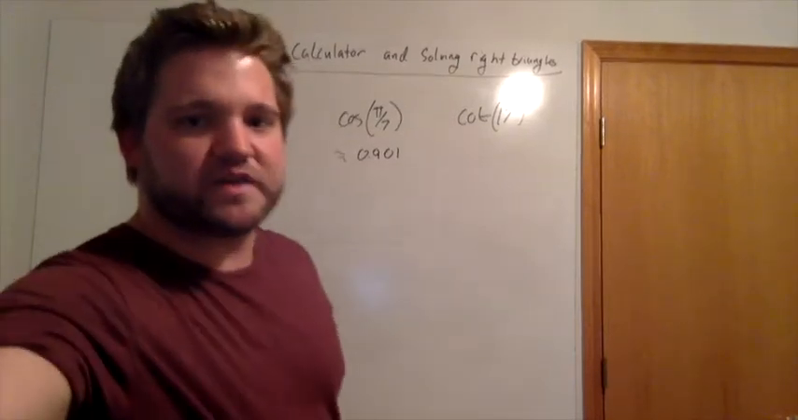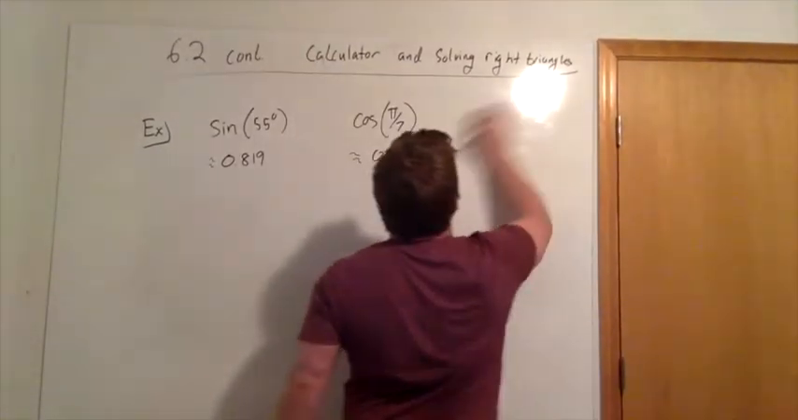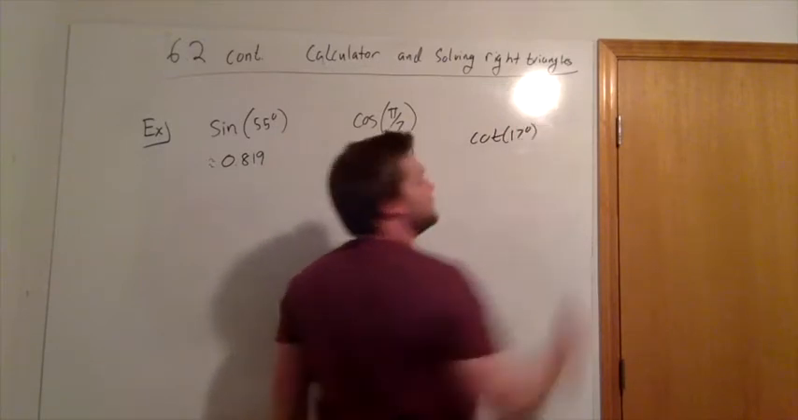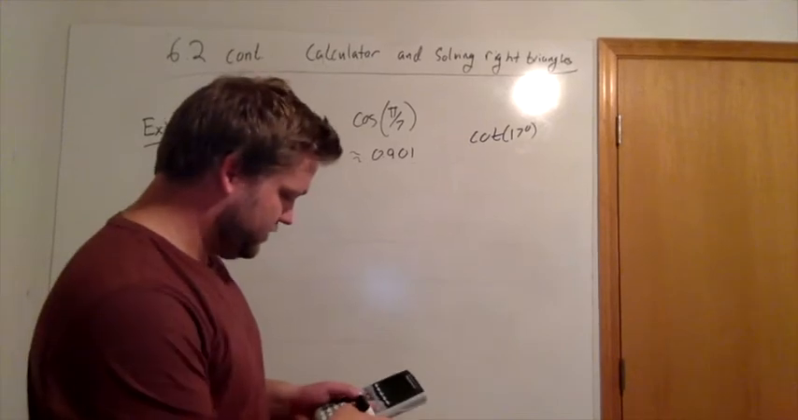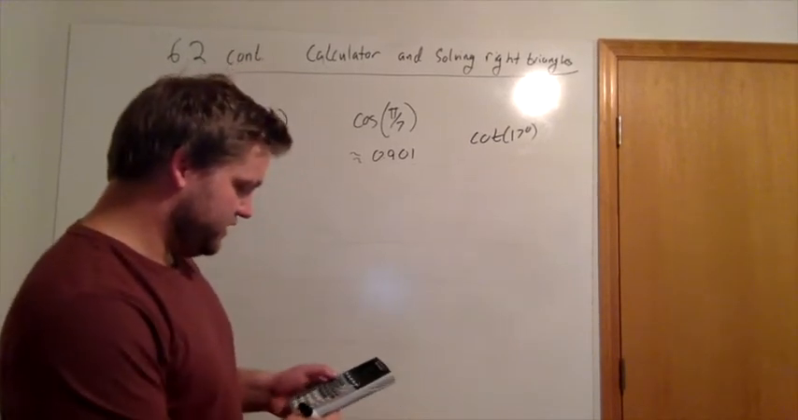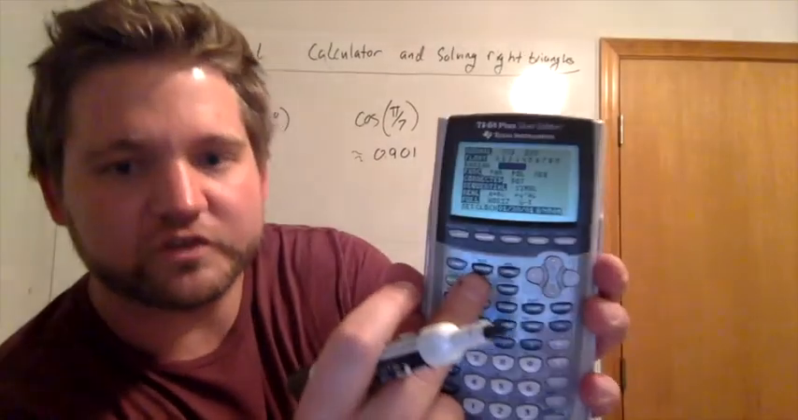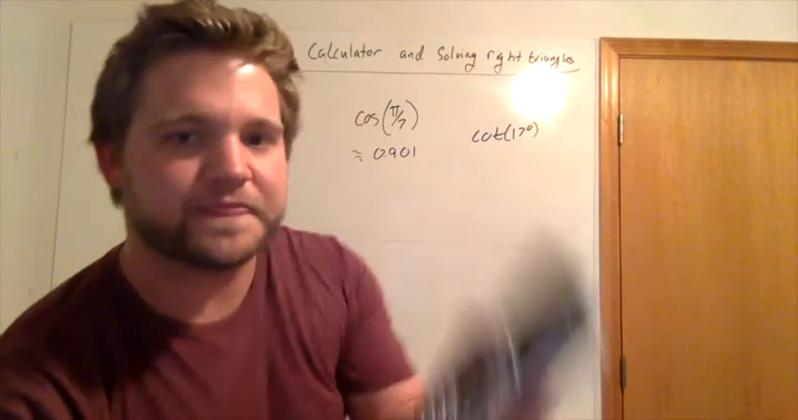For this last one, let's try to get that glare out of there. I'll write it a little bit lower. The cotangent of 17 degrees. Now I need to switch into degree mode. So mode, scroll over to degree. To get out of this menu, you want to hit the quit button, which is right above mode. You hit second mode, and it'll quit.